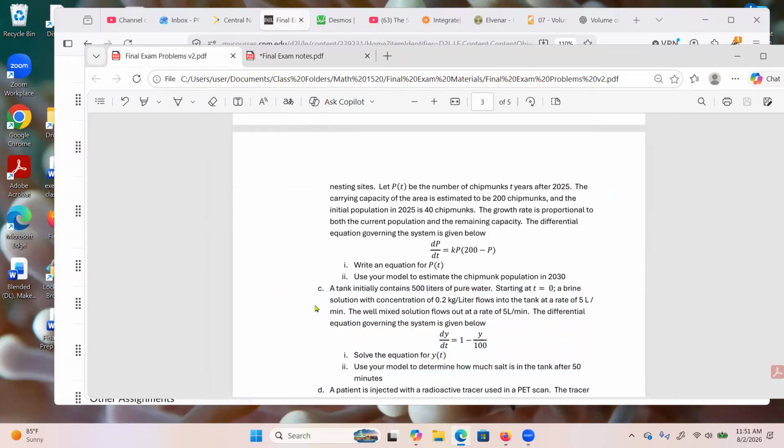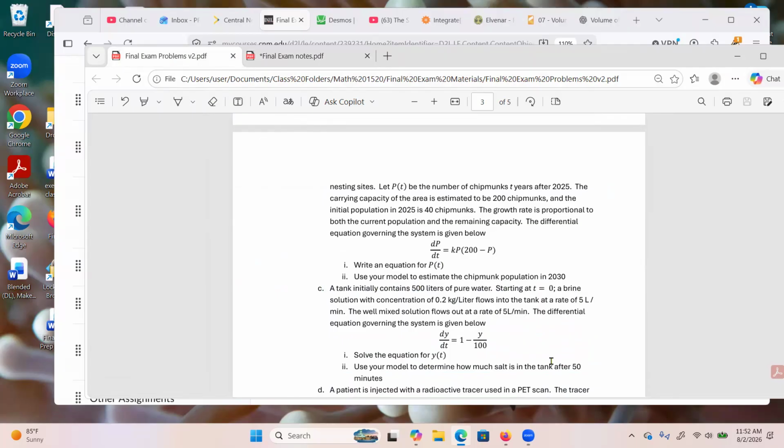So we have a tank that initially contains 500 liters of pure water, starting from t equals 0. A brine solution with a concentration of 0.2 kilograms per liter flows into the tank at a rate of 5 liters per minute. A well-mixed solution, because it always has to be well-mixed, flows out at the same rate. So it flows in at 5 liters per minute, and it's flowing out at 5 liters per minute.